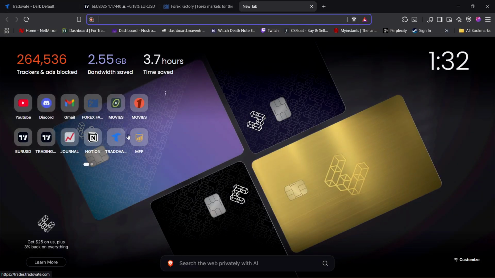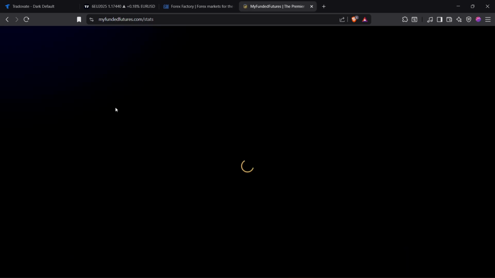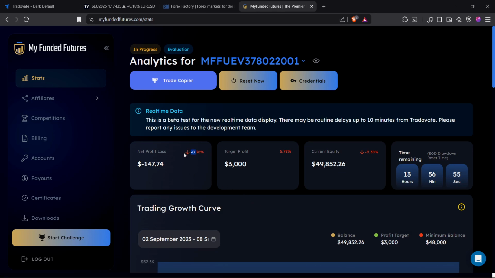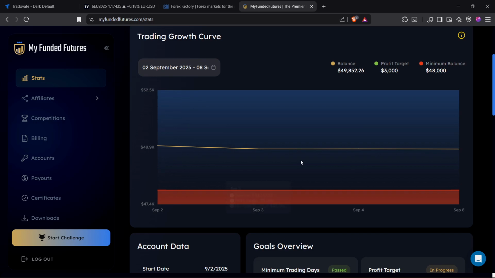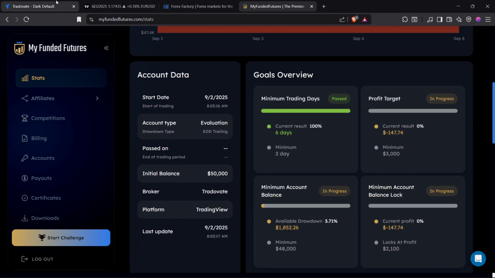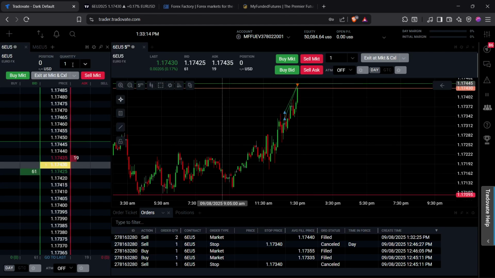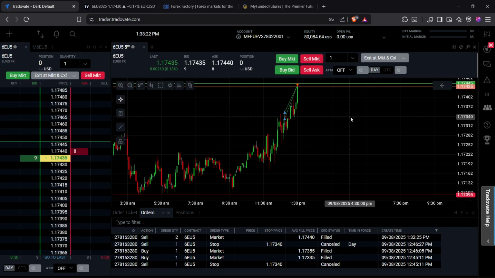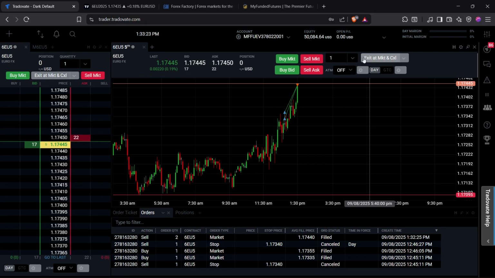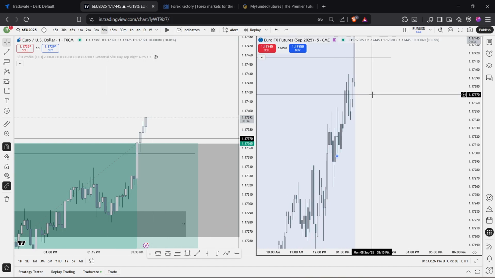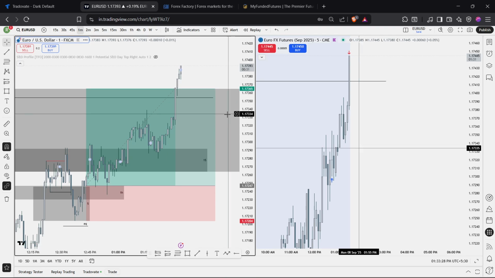Let's check my funded futures dashboard. Break even. What are you doing? That was the problem. I didn't know how to close a single position here. It is showing one quantity. Then I clicked exit, and all of the quantity got exited. I should have kept one running. This was my initial plan. I don't know what happened.